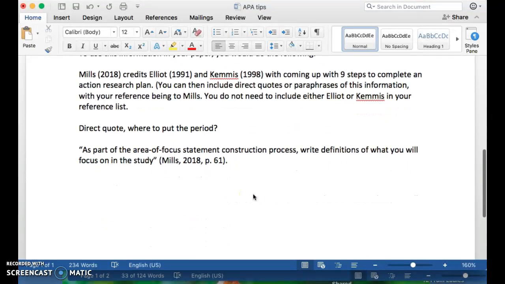And finally, when you're doing a direct quote, where do you put the period? So here's a direct quote from the same page of Mills, and here's the end of the sentence. And sometimes people make the mistake of putting a period there, but you do not put a period there. You put a period after the reference information. So the quote came from Mills, 2018, page 61, and then at the end of your parentheses you put your period. So just keep in mind, if you have a direct quote, you don't put the period inside the quotation mark. You put it at the end of the sentence.